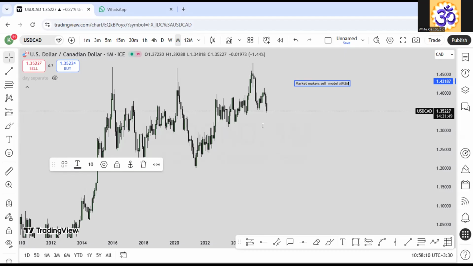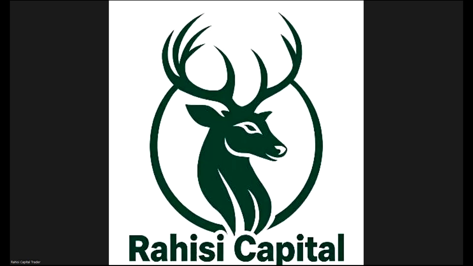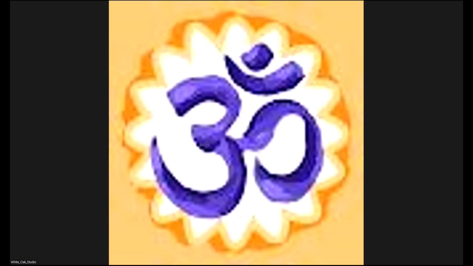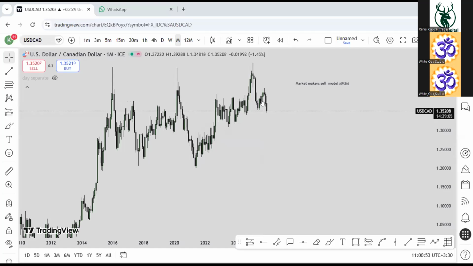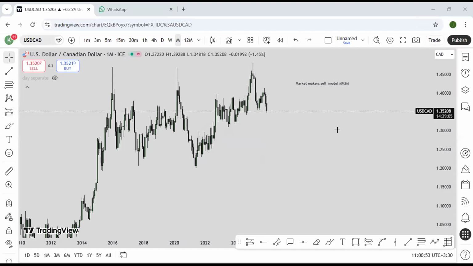So for a market makers model, we need to have the requirements I told you. I was saying we had the market makers model, sell model, buy model. Then this week we are having the market maker sell model. So it is the same requirement.